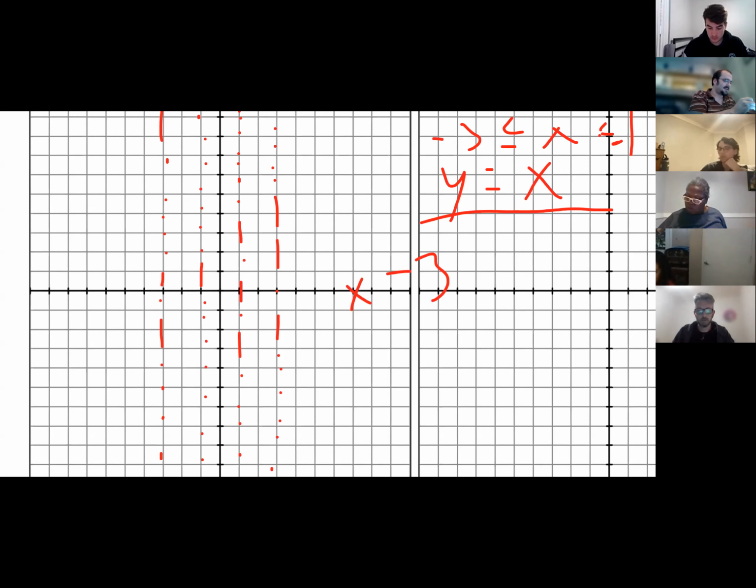So I want to know when x is -3, what is my y? I'm trying to find the point at x equals -3. When your x is equal to -3, the y is -3. Yeah, y is equal to x. And what's the other point? -2, -2.